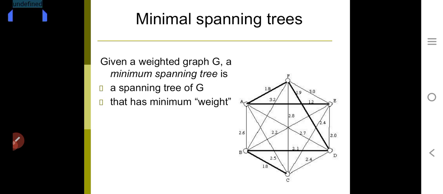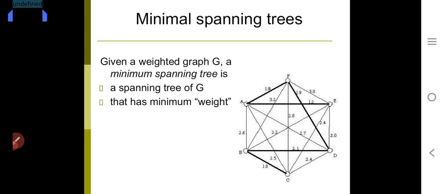Then, how to find the minimal spanning tree? It is based on the weight of the graph, which has to be calculated. First, we have to weight the graph. That means we have to put values on each edge in a graph, and make the minimal weight along the pairs of vertices. This is known as a minimal spanning tree.